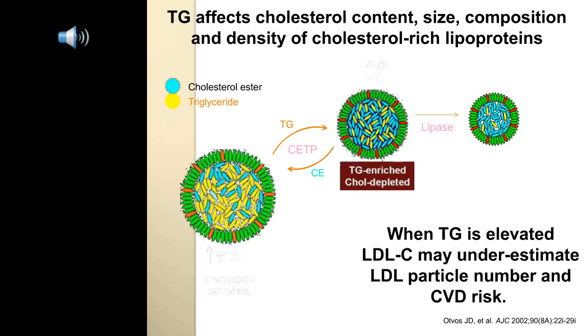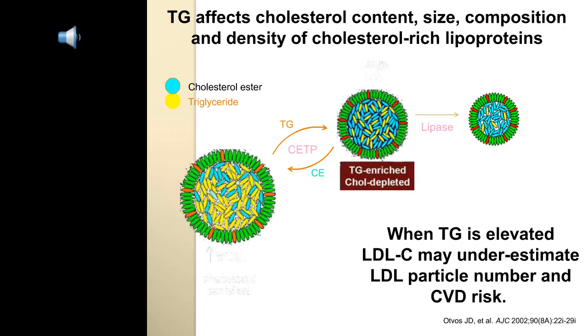But more importantly, as we'll see in following slides, the triglyceride in the cholesterol-rich lipoproteins such as LDL will be catabolized as fuel and will lead to shrinkage and decrease in diameter in those cholesterol-rich particles, thereby altering their composition, density, etc. And so the general rule is that when triglyceride is elevated, LDL cholesterol may underestimate the number of particles present, and the risk of cardiovascular disease is probably driven more by the number of particles than it is by the absolute amount of cholesterol.